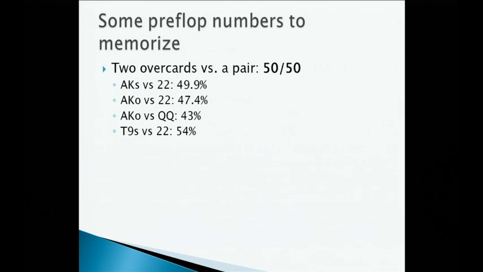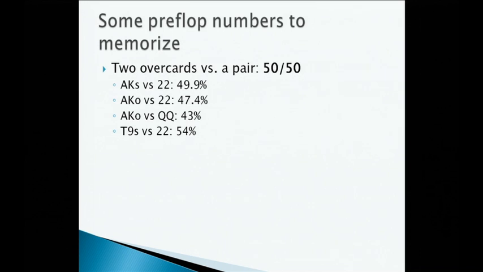Okay, so let's look at some more numbers. This is one thing that I've always thought is really cool. Two overcards versus a pair is actually very close to a 50-50 for the most part. Ace king suited against pocket 2s is 49.9%. I actually showed you in the first class, if they don't have a 2 of your suit, then it's actually 50.1%.